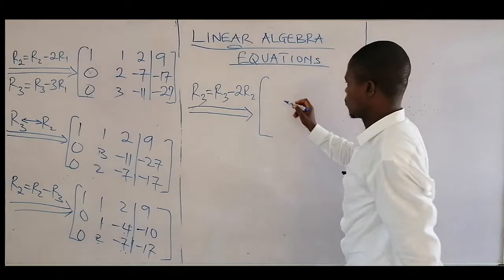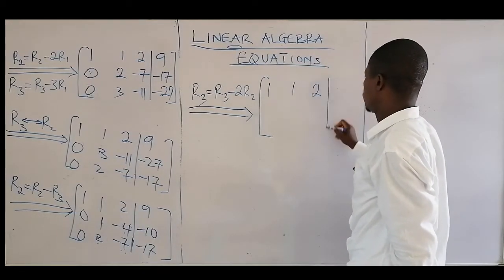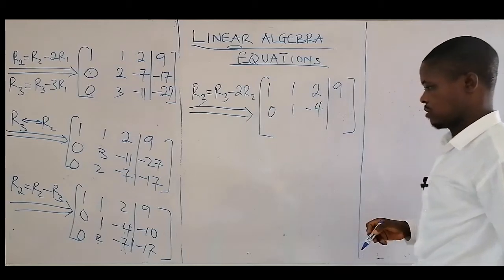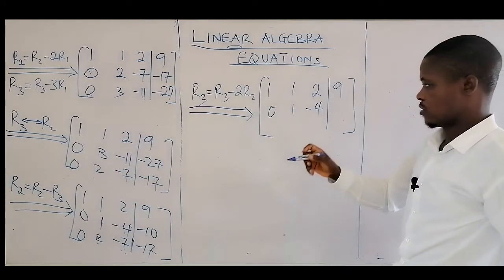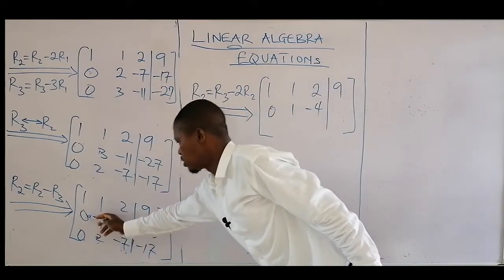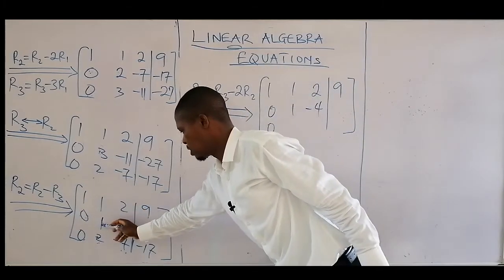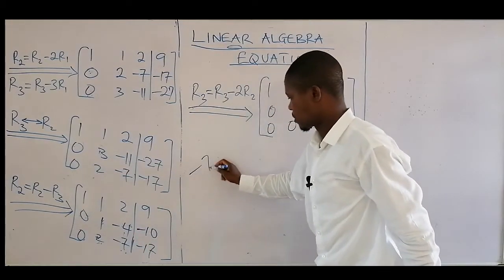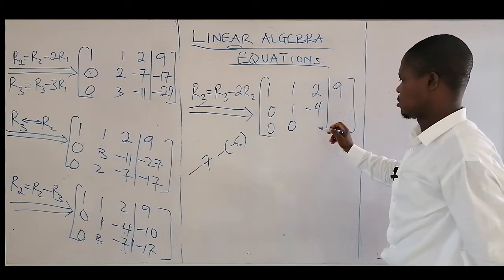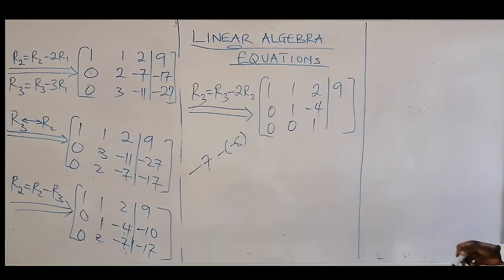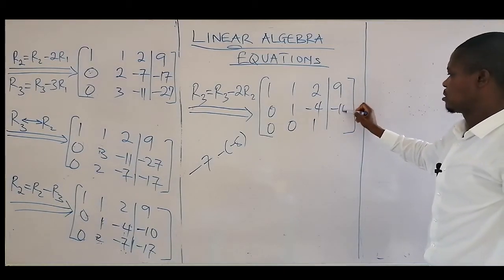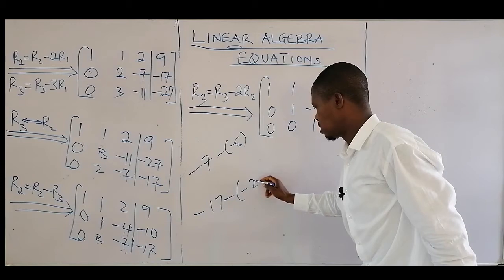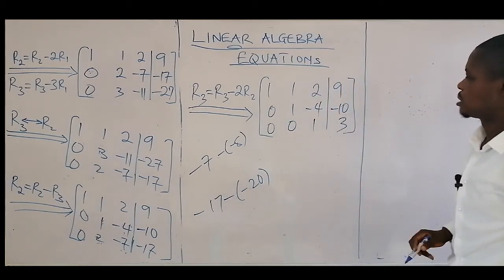So we now have 1, 1, 2, 9, 0, 1, minus 4. Then row 3, 0 minus 0, because this is 0 times 2, that's 0. So row 3 minus this, that's 0. And this one is 1 times 2, that's 2. 2 minus 2, that's 0. And finally, I have a minus 8 here. So minus 7 minus minus 8, that will be 1. I skip this place. This is a minus 10. And this place is minus 17. Minus 20. So that will be 3.